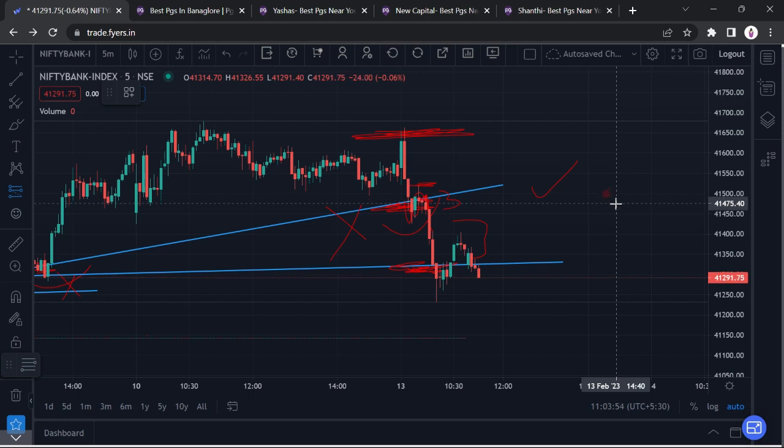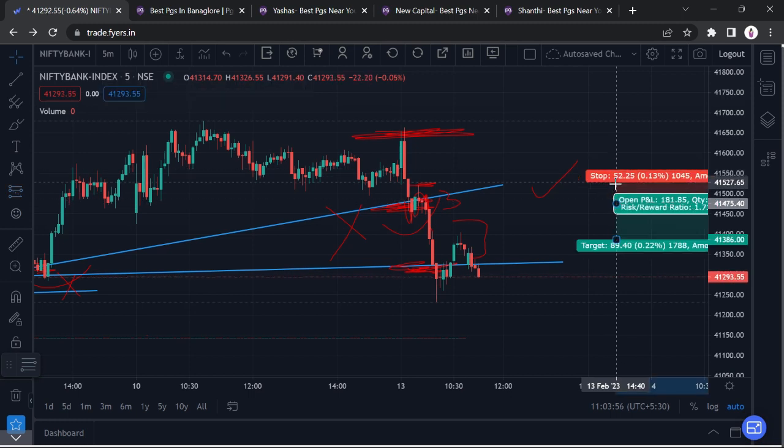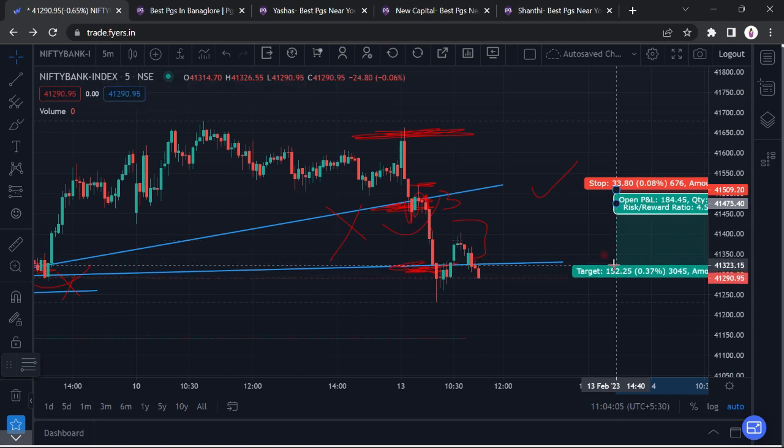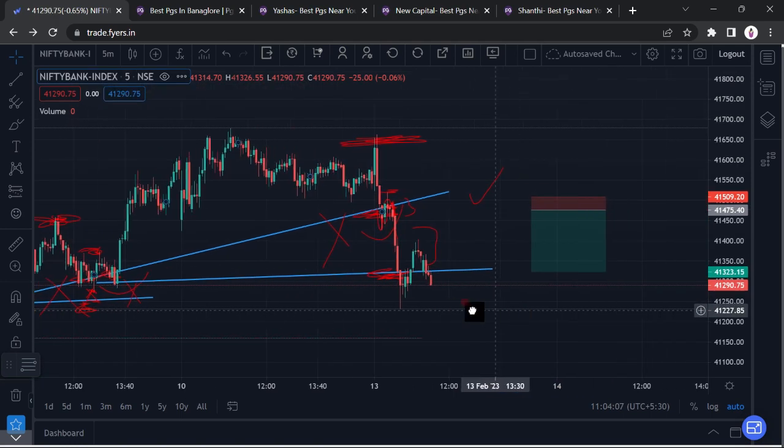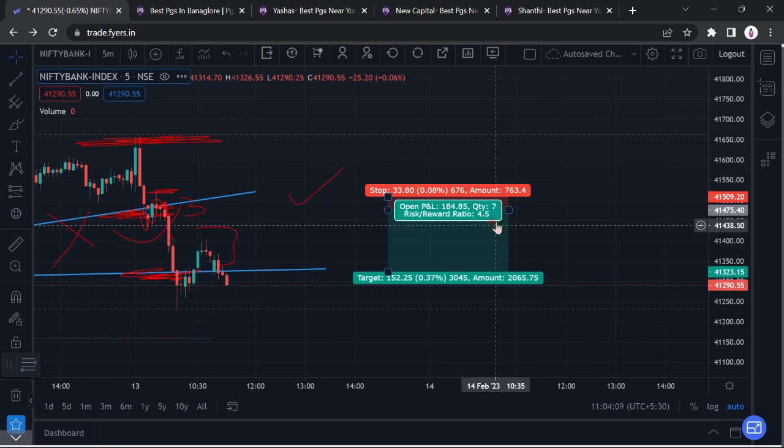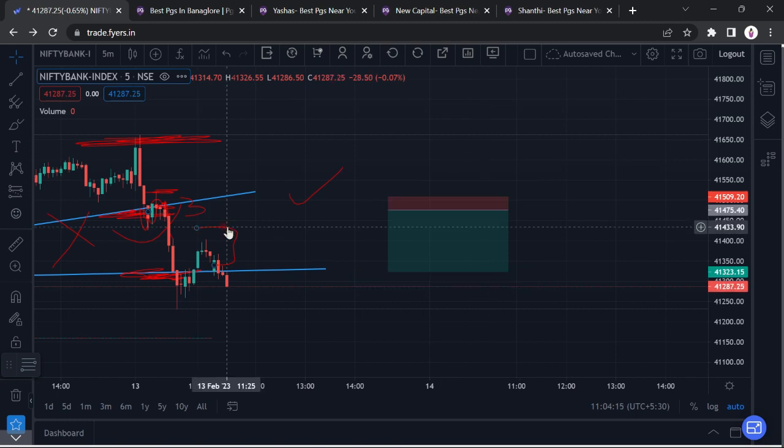This is the area where I wanted to enter, and this is my stop loss around this 41,500 round level, and my target around this area. See, my risk to reward is 4.5. That means I am losing 1 rupee to earn 4 rupees. This is the better trade here.